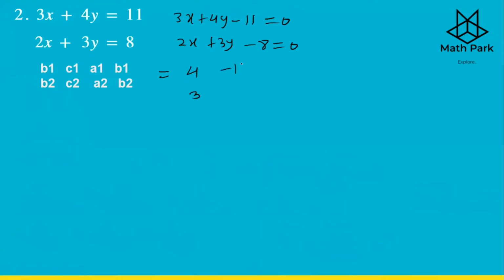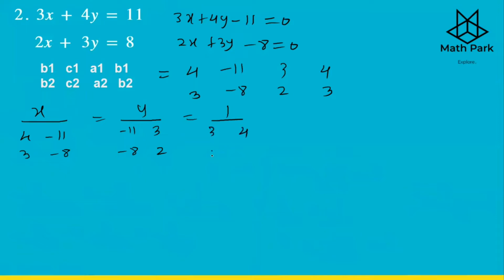C1, C2 is minus 11, minus 8. A1, A2 is 3 and 2. And again, B1, B2 is 4, 3. Remember taking the first pair. So take this when we are writing x upon: 4 minus 11, 3 minus 8 is equal to y upon, take the middle one, minus 11, 3 minus 8, 2 is equal to 1 upon last one, so 3, 4 and 2, 3.